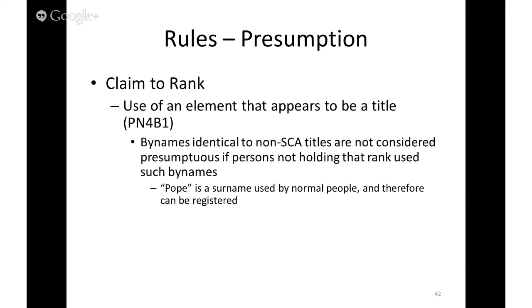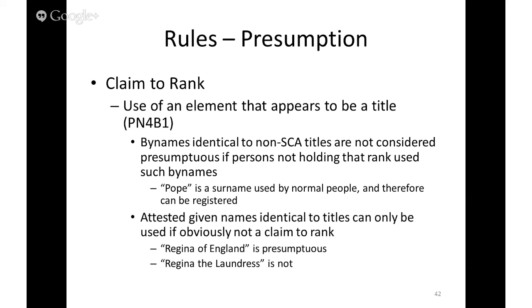We also have bynames that are identical to a non-SCA title are not considered presumptions. So, for example, Pope is a surname used by normal people, and therefore can be registered. If you register John Pope, we're not going to say, "Wait a minute, you're claiming to be the Pope." No, it's just a name. So we protect SCA titles more than we protect non-SCA titles.